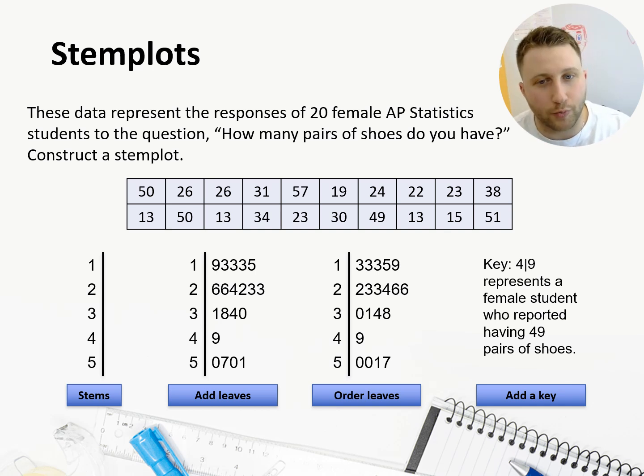And it is super important, in addition to a title, to have a key so that you can understand the scale of these values. Remember, the way that you would represent 4.9 could also just be 4 as the stem and 9 as the leaf. So the only thing that tells you the scale is that key. So you will be taking points off on the AP exam if you forget the key, so just make sure that you remind yourself not to.